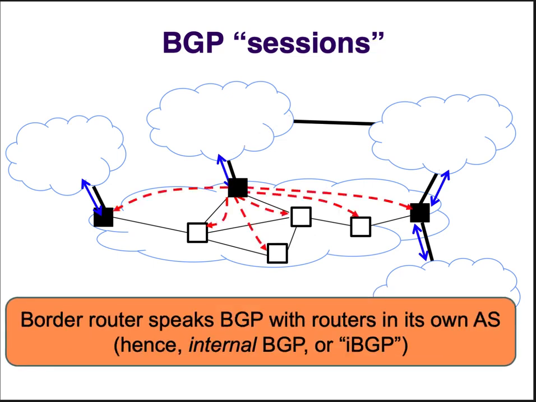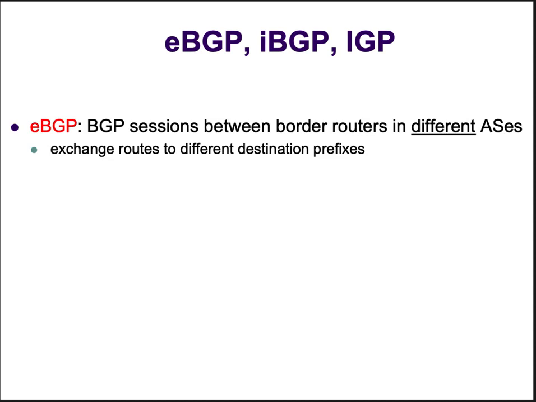The second type of session is the exchange of messages that happens between a border router with all the other routers, both border and interior routers, within its own domain, within that AS. We call these internal BGP sessions or iBGP sessions. Okay, so these are iBGP sessions here in red. If your head is starting to hurt, eBGP, iBGP, IGP, I don't blame you. Let's recap them very quickly.